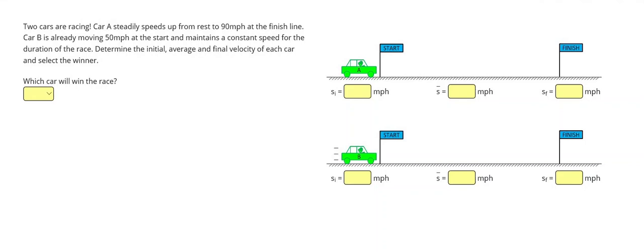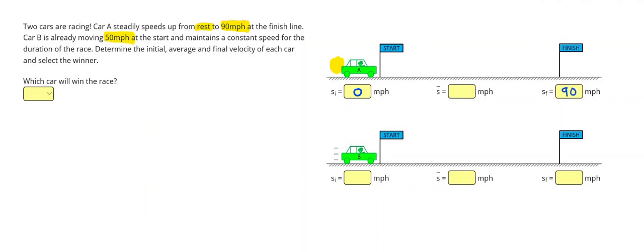Two cars are racing. Car A steadily speeds up from rest to 90 miles per hour at the finish line. Car B is already moving 50 miles per hour at the start and maintains a constant speed for the duration of the race. Alright, so for car A, we don't see any motion lines behind it at the start, and it says speeds up from rest.